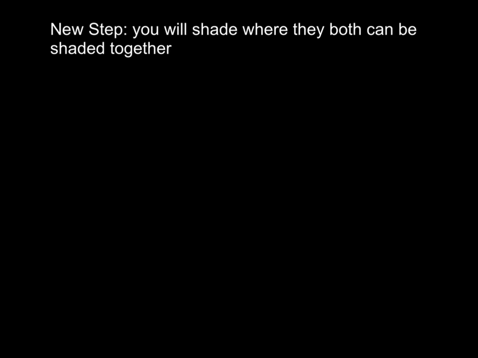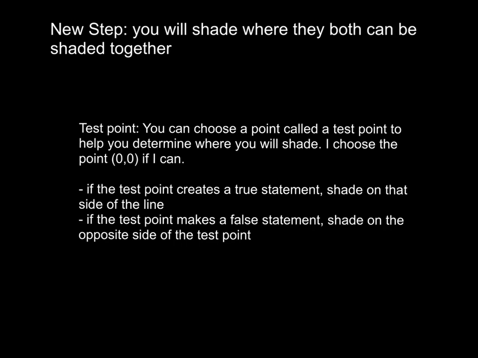So today we have a new step. Since we're doing systems of inequalities, we have more than one, so you'll need to shade where they both can be shaded together. We're going to do a couple of examples so you can get a better idea of what this looks like. Here's also that additional way to find out where to shade, which is called the test point.